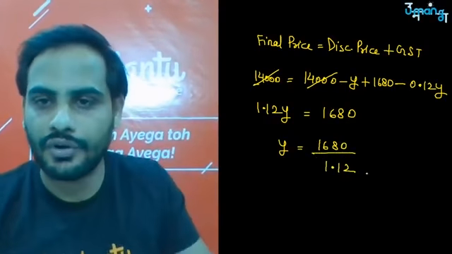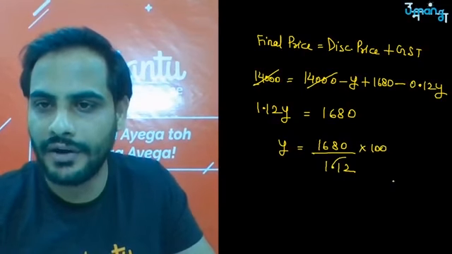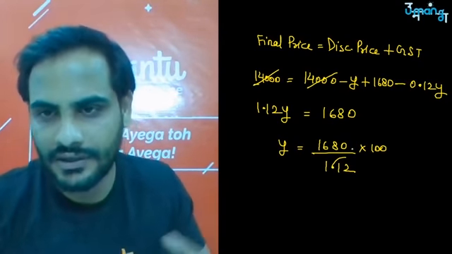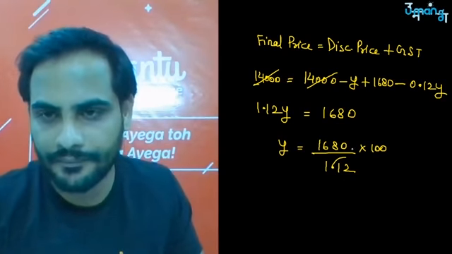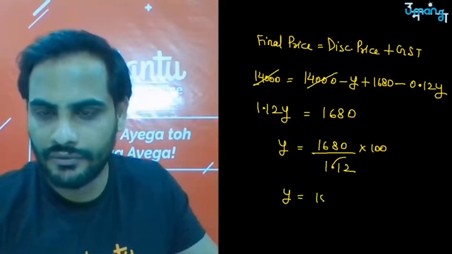Got it? So you have to solve this part. You can remove the denominator by multiplying by 100. And if you simplify it further, 112 upon something, it should come to around y is equal to 1500.